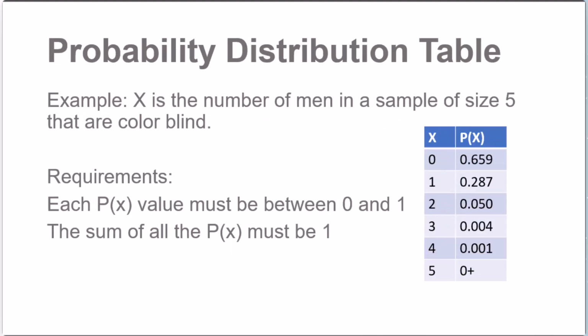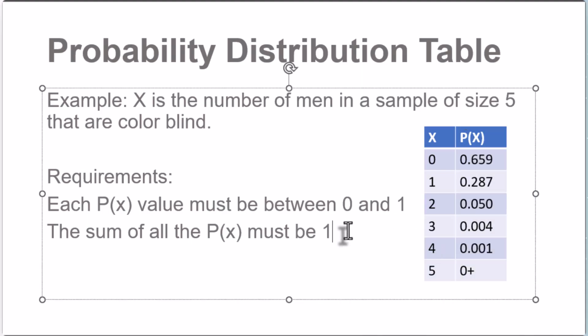For any probability distribution for a random variable, we do need each of these P of X or probability values to be a number between 0 and 1, including 0 and 1. Otherwise, they're just not valid probabilities. And also important is that the sum of all of these P of X values needs to be 1.